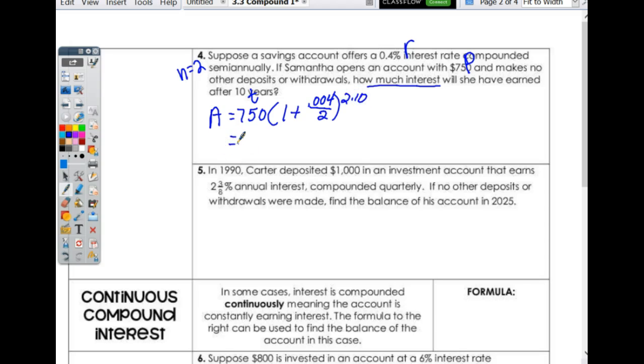I get 780.58. So if I have 780.58, is that what it's looking for as the answer? It wants to know the interest. So how do I find the interest? What do I subtract off? If I subtract the 750, I'm going to get 30.58 is my interest.